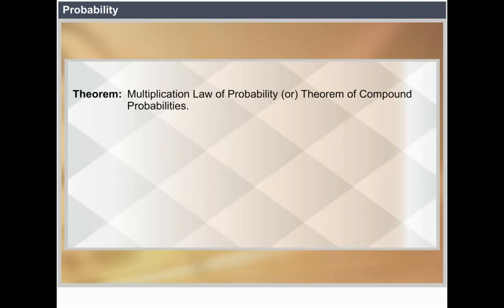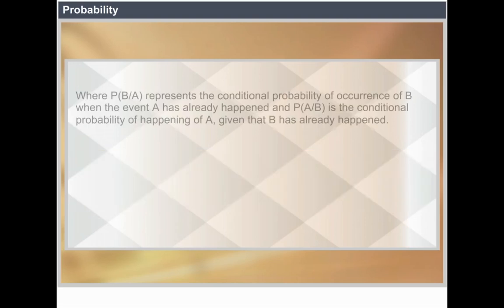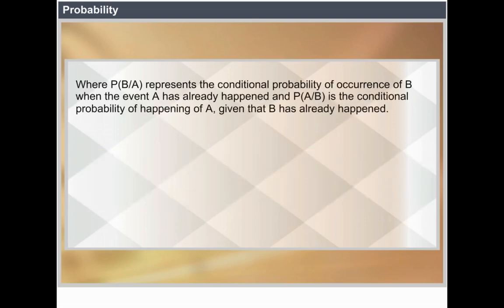Theorem: multiplication law of probability, or theorem of compound probabilities. For two events A and B, P(A ∩ B) = P(A) · P(B|A), where P(A) > 0, equal to P(B) · P(A|B), where P(B) > 0. Here P(B|A) represents the conditional probability of occurrence of B when the event A has already happened, and P(A|B) is the conditional probability of happening of A given that B has already happened.